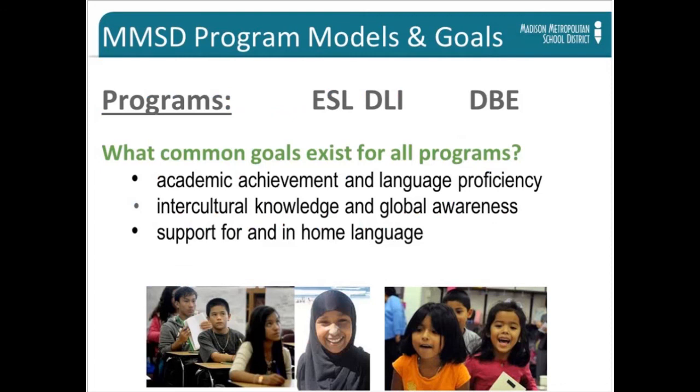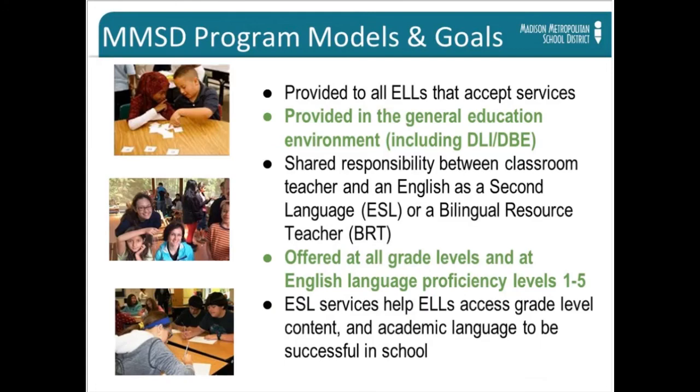So we serve our English language learners through three different programs. We consider them three separate programs, but certainly they have common goals. Certainly academic achievement. We want to make sure that students are enrolled from the beginning at grade level and receive grade level instruction, as well as being able to improve their language proficiency concurrently. We want to make sure, as with all of our students in the district, that they develop intercultural skills and knowledge and global awareness, and we want to provide support for home languages.